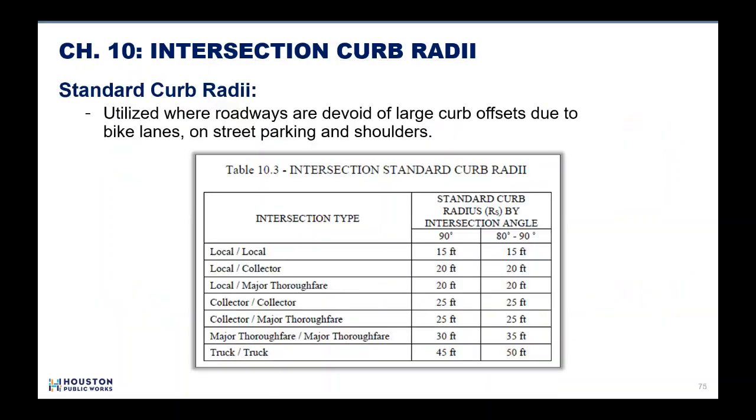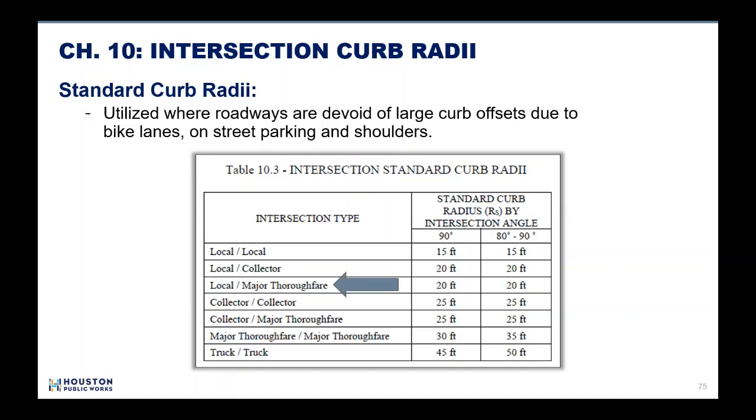Standard curb radii. You may be familiar with this table. Well, its function has not changed. When there is an intersection without large curb offsets due to bike lanes, on-street parking, and shoulders, a standard curb radius from this table is to be used. The curb radii shown have been updated and selected based on swept path of the design vehicles, control vehicles, and roadway classification defined in this edition of the IDM. Some have even been reduced to align with our context design philosophy.